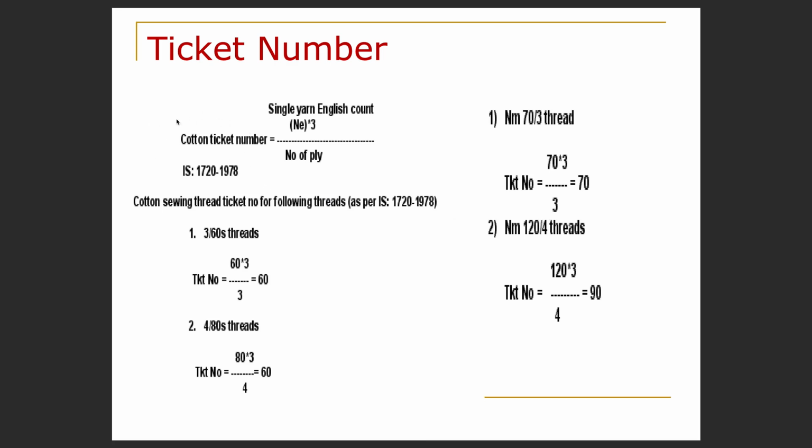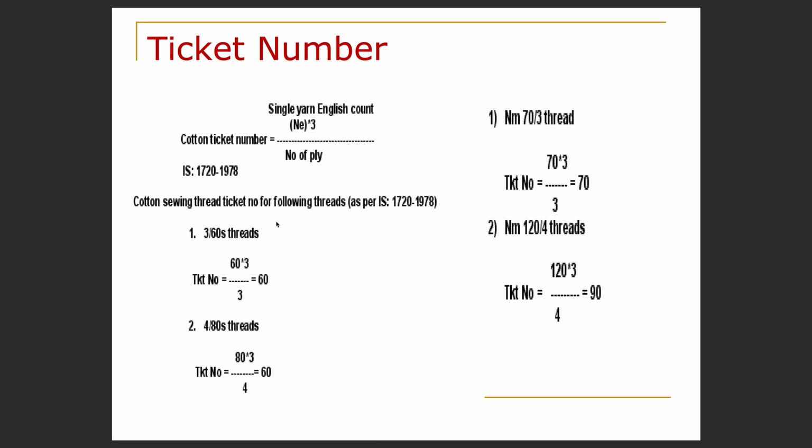If we talk about cotton ticket number, it is derived from the cotton count, or the English count, which is used for yarns. Cotton ticket number is 3 times that of the cotton count. Cotton count is the number of hanks of 840 yards which weigh 1 lb. But cotton ticket number is the number of hanks of 840 yards which weigh 3 lbs.